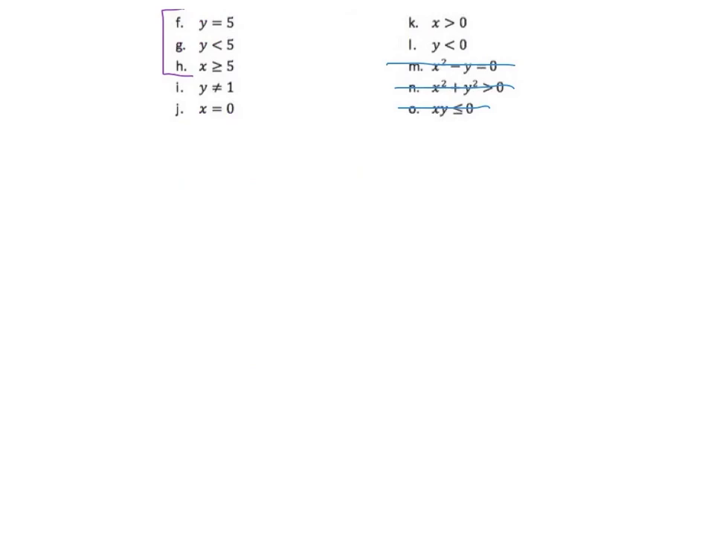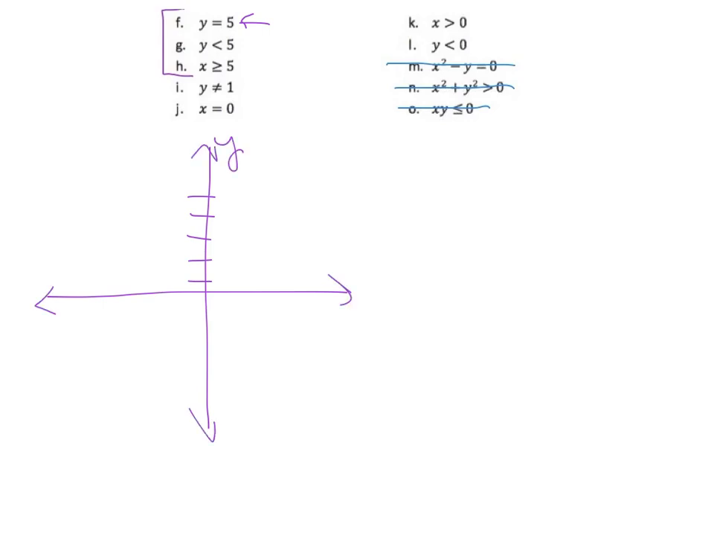Okay, now I am in purple. I'm doing F, G, and H. Y is equal to 5. 1, 2, 3, 4, 5. I'm at y equals 5 on my coordinate plane. This is 5. So y equals 5 is a horizontal line that goes through the point y equals 5.